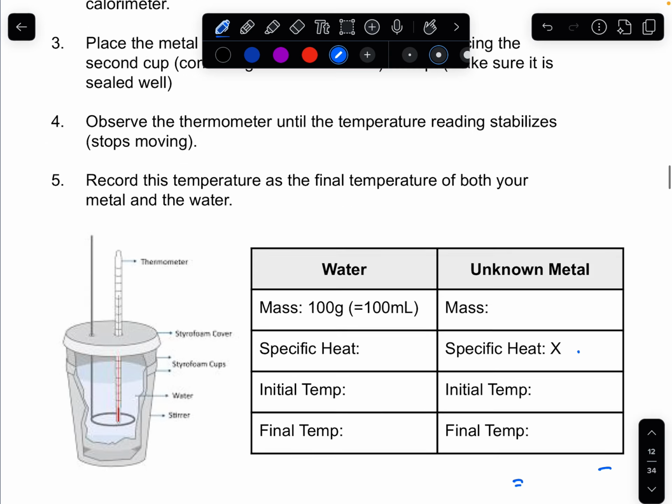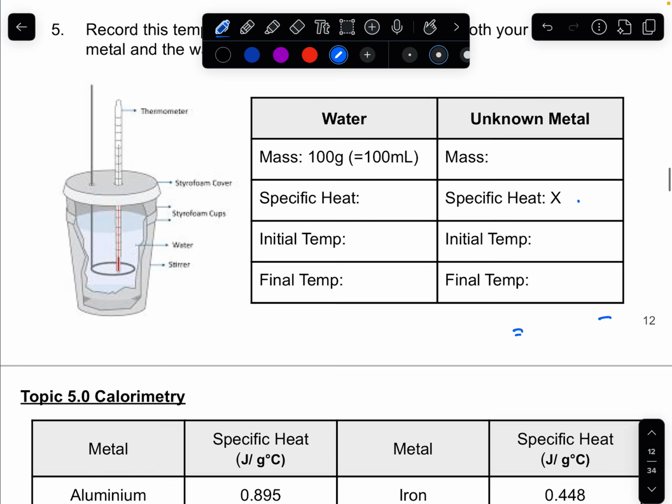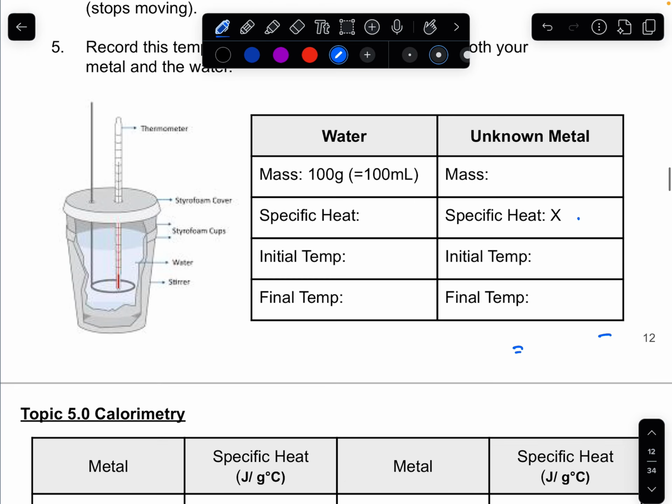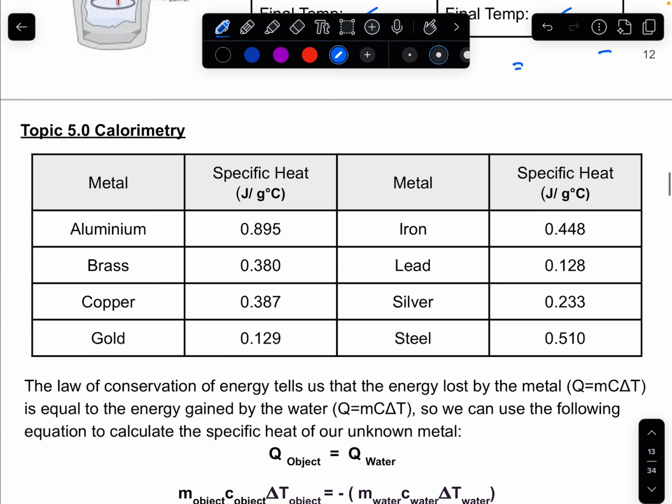Once you get all this, you are going to calculate. We know the specific heat of water, right? And you know the initial and final temperatures of both, and you are going to calculate the specific heat of the metal. We'll use the weighing method. Once the metal is cold, get it out of the water, dry it, and find the mass using the weighing balance at the back of the classroom. Then you can calculate the specific heat. Once you calculate it, compare your answer with this table.